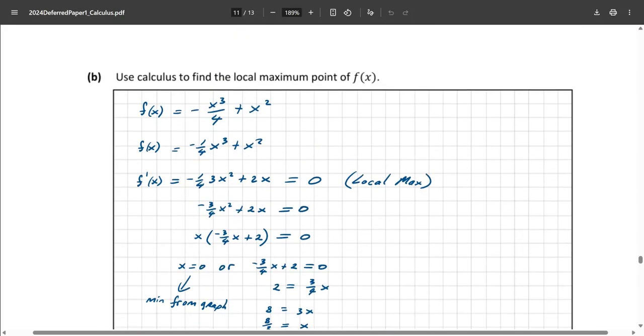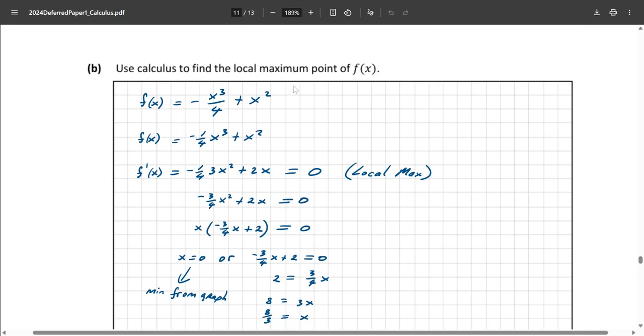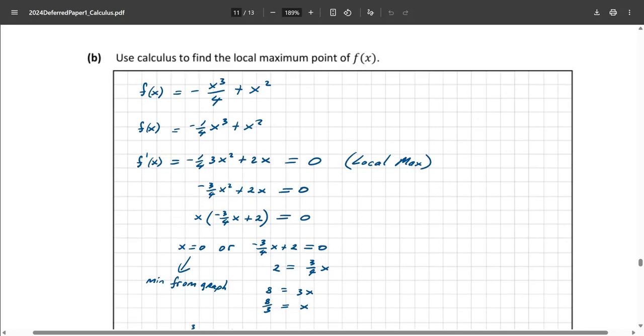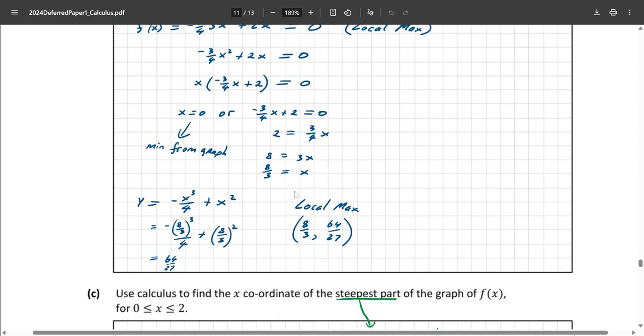Now again, watch the details in the question. It's the local maximum point. That word point is a trigger word as well, because it means there's an x value and a y value required. Every point has an x value and a y value. So little words like that really matter. So come down here, we have the x value, sub it back into the function to get the y value. And now you have your point. When you do that, you get on the calculator (8/3, 64/27) is the local max.